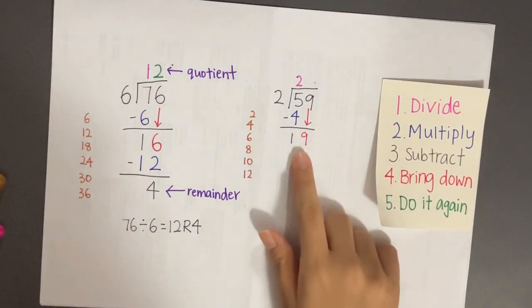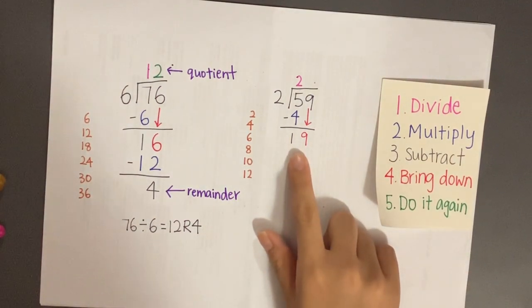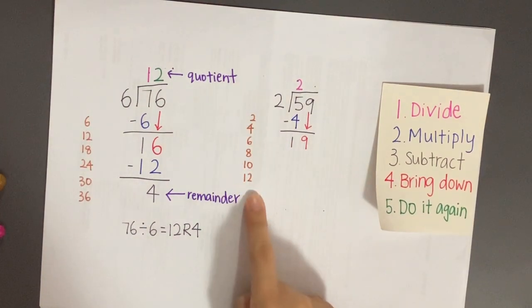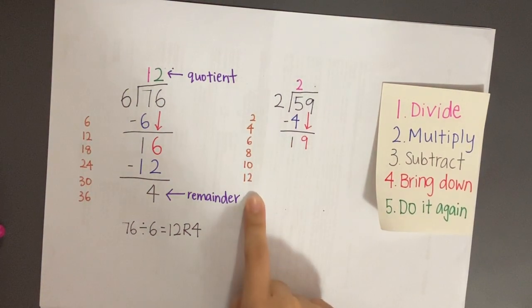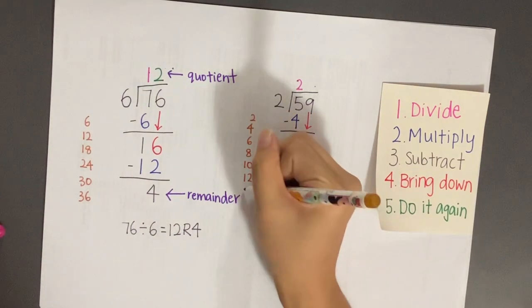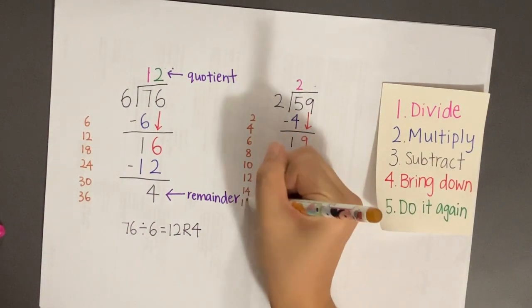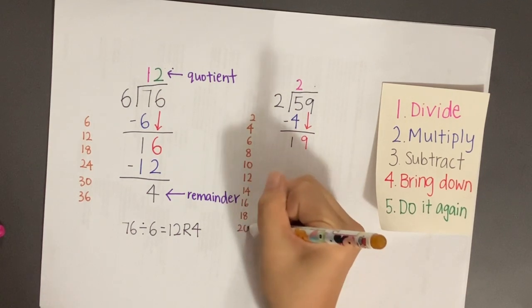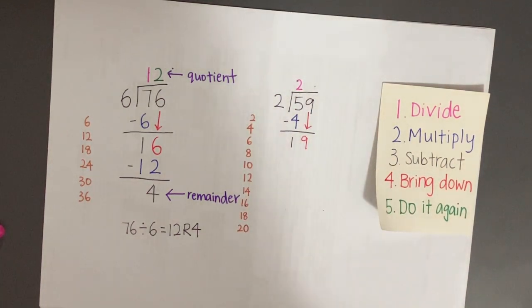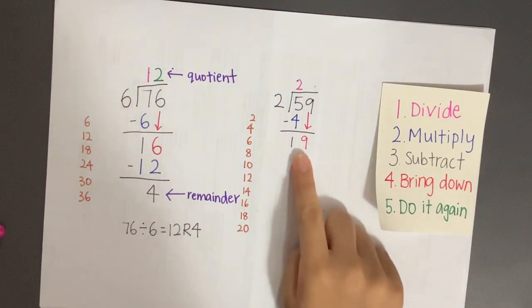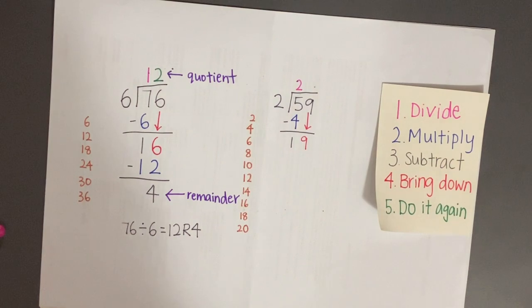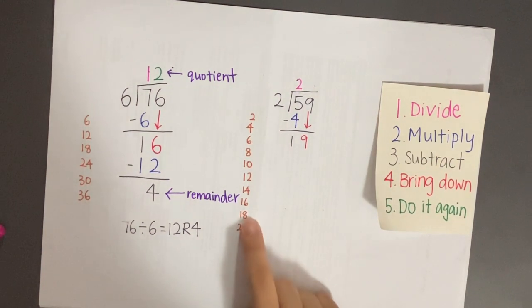No, because 19 is an odd number. So I know that 19 cannot divide by 2. I haven't reached 19 in my multiplication tables of 2 yet. So let's continue. After 12, I have 14, 16, 18, 20. Which number is smaller than 19 but the closest to 19 that can divide by 2? So 19 is in between 18 and 20, so it should be 18.